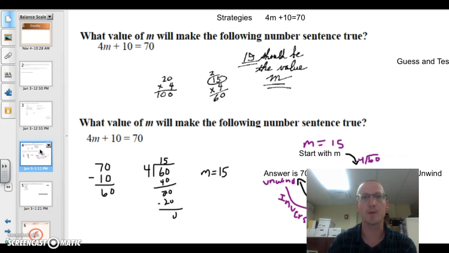Here are a couple examples of, okay, now how do we take this further? You have strategies.